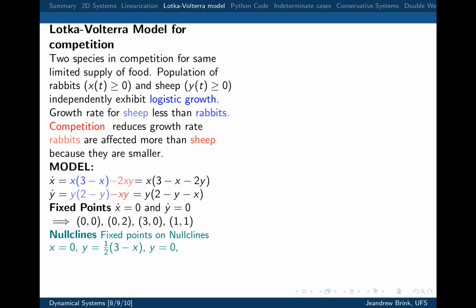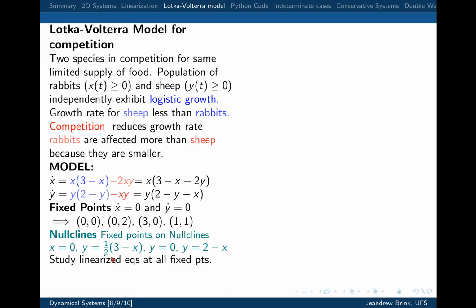Okay, the second nullcline is when this lower one, y dot, equals 0. So that's y equals 0, and y equals 2 minus x. Okay, so we've done the nullclines.